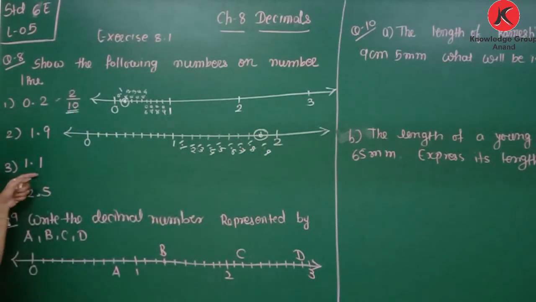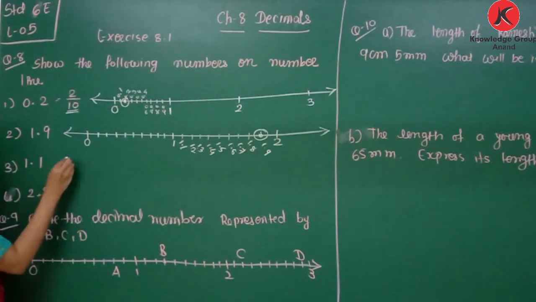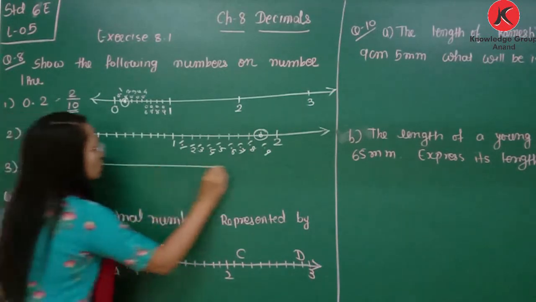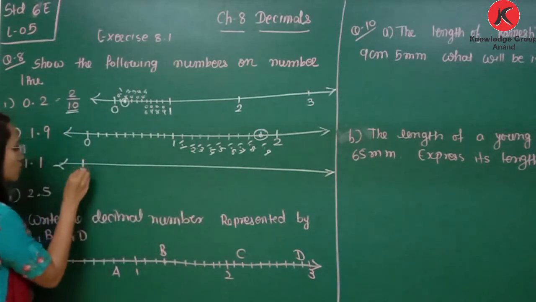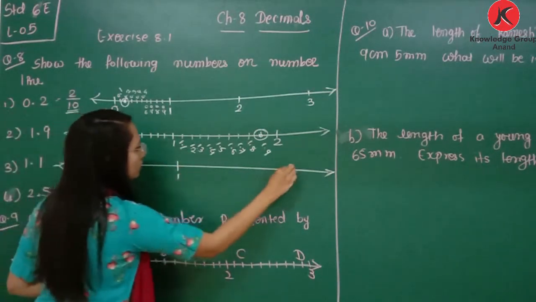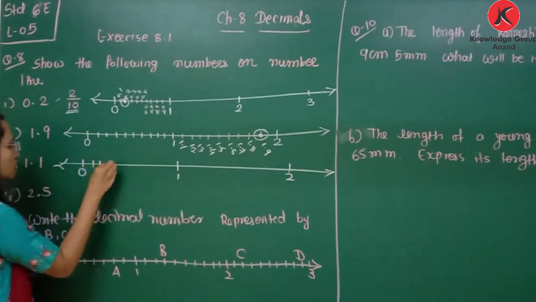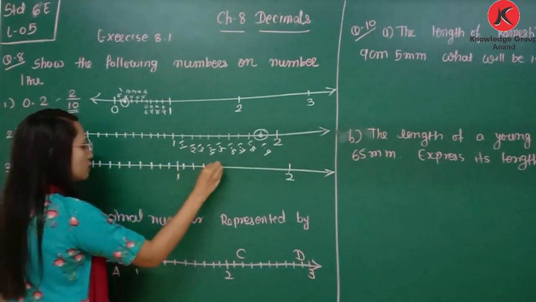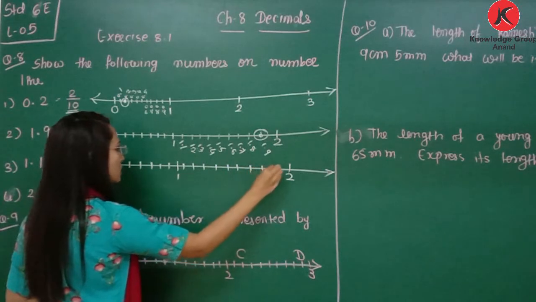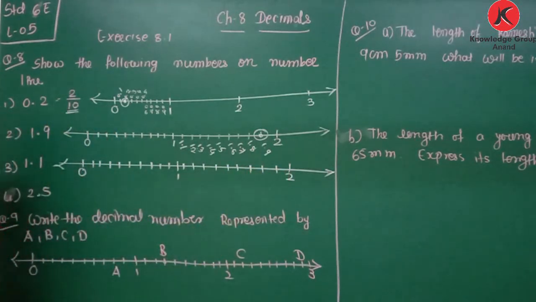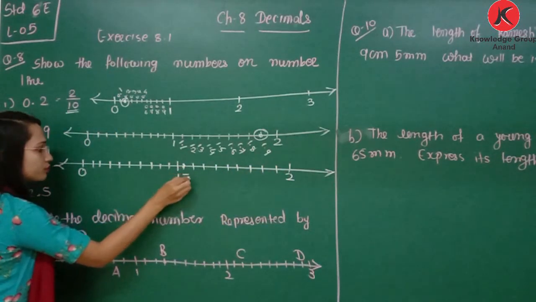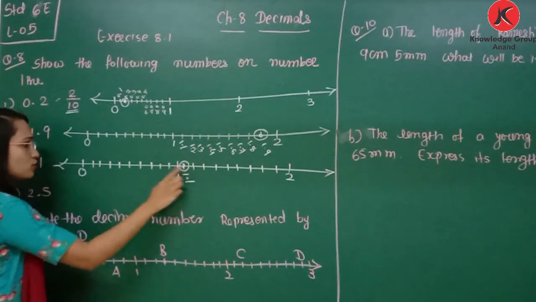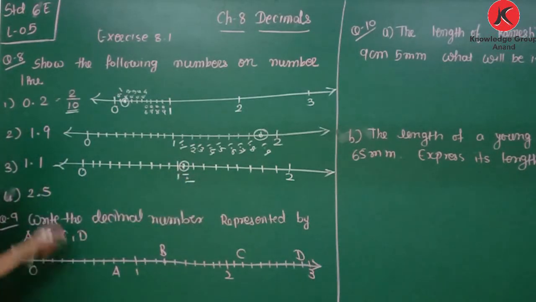Now next one, 1.1. Again it is between 1 and 2. So we can draw 0, 1, 2. Now divide each into parts: 1, 2, 3, 4, 5, 6, 7, 8, 9, 10. So 1.1 will be here. This is our 1.1. You can represent the remaining decimals on the number line.